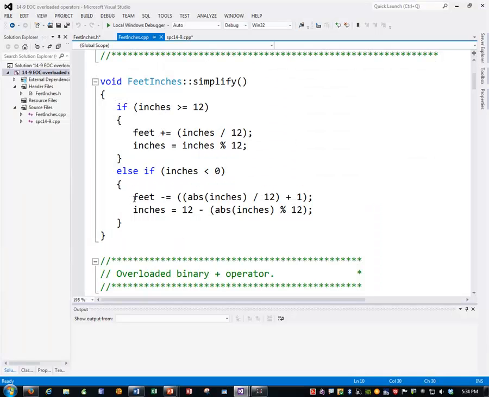So feet minus the absolute value of the inches divided by 12 plus 1, that will give you the feet. So we're going to subtract a foot. And then the inches would be 12 minus the absolute value of inches modulus 12, which is going to give us some additional inches.